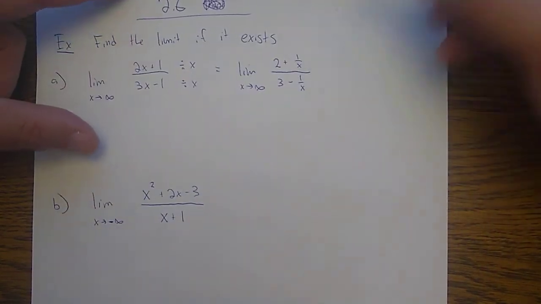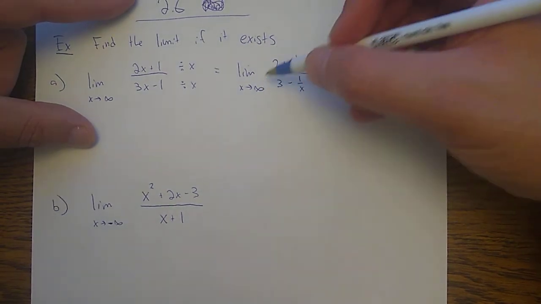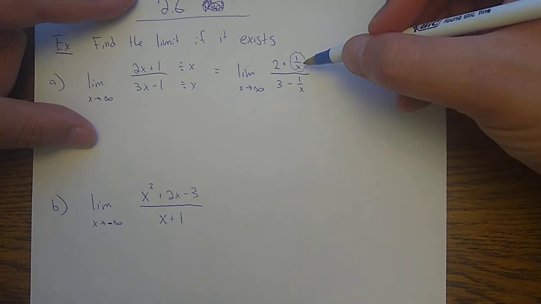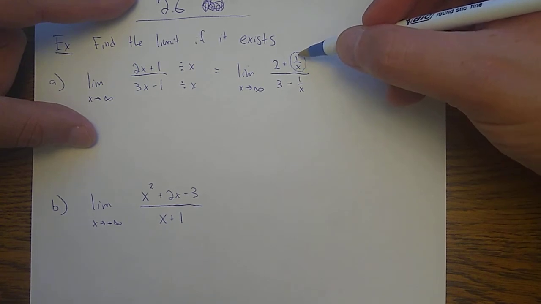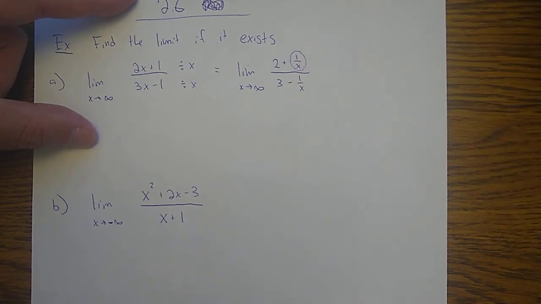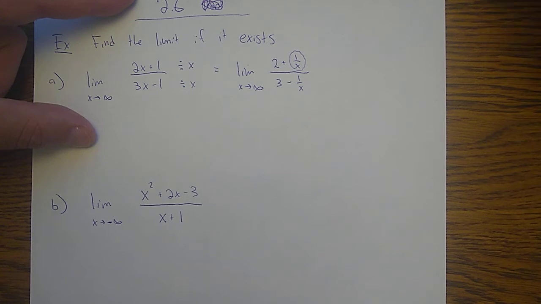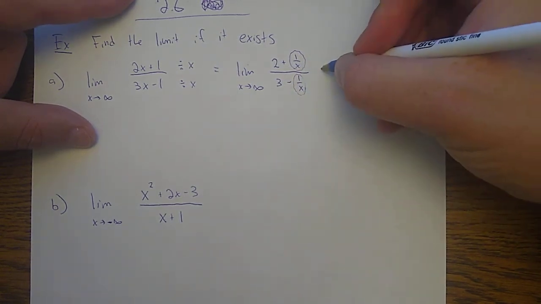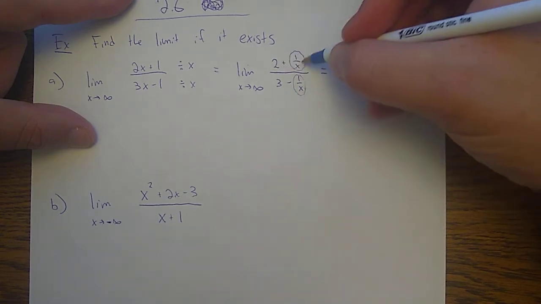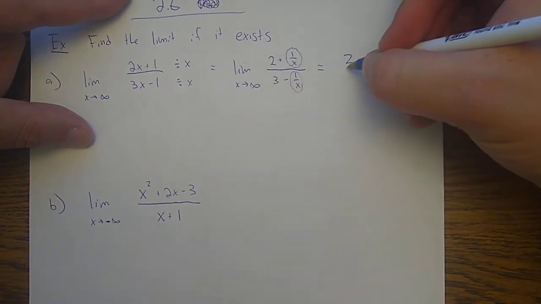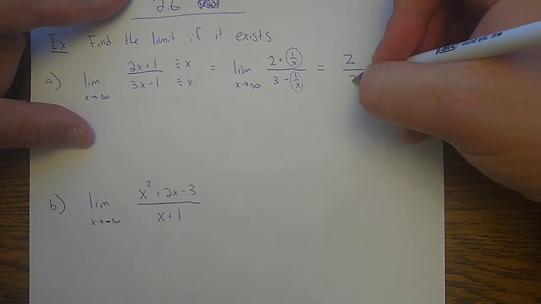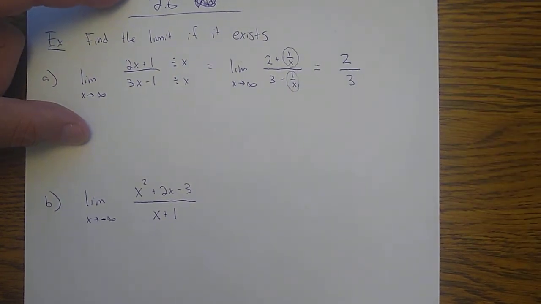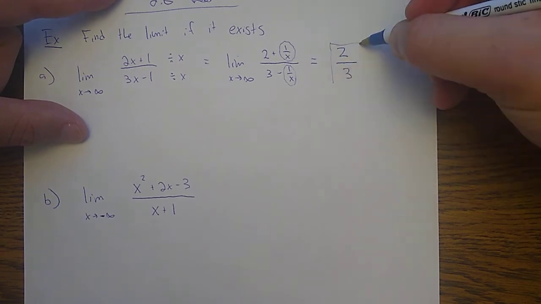And now I can actually see what's happening. As x goes to infinity, if I think of x as a huge, huge number, like a million or a billion, 1 over x is basically 0. It's so close to 0 it doesn't even matter. So basically the top is going to 2 and the bottom is going to 3, because these 1 over x's don't matter in the limit. So this limit is 2/3.